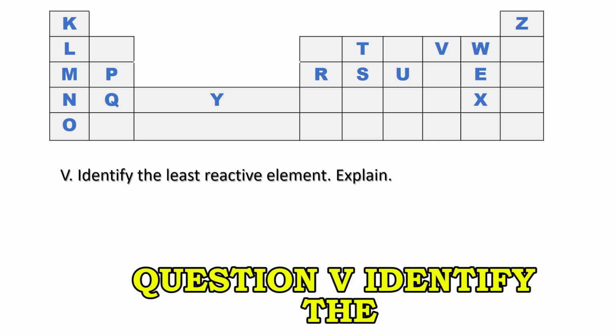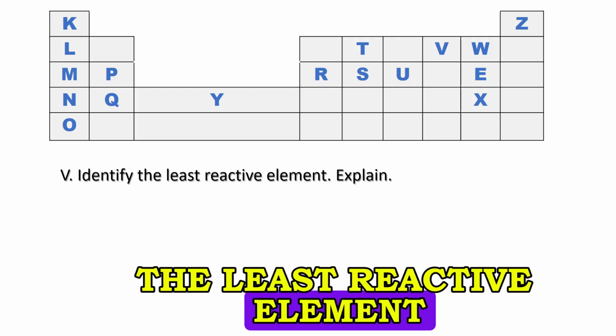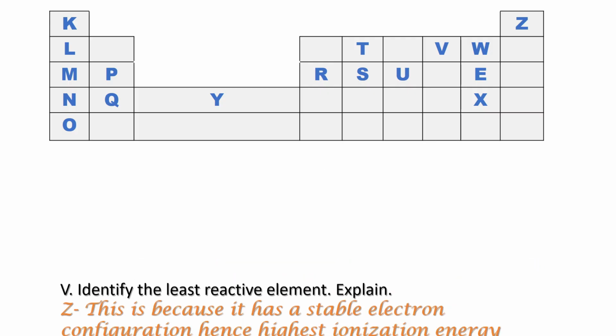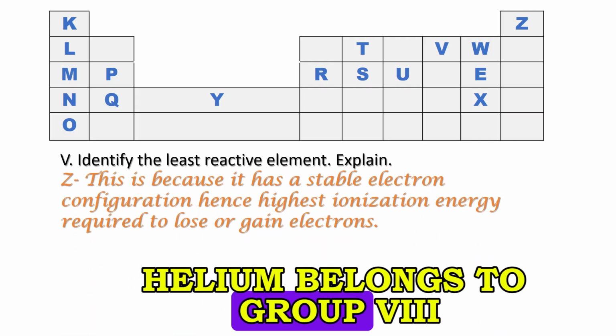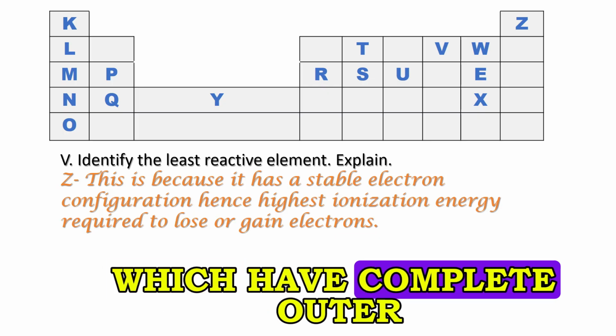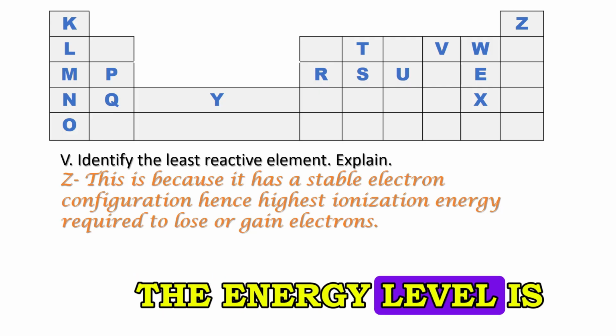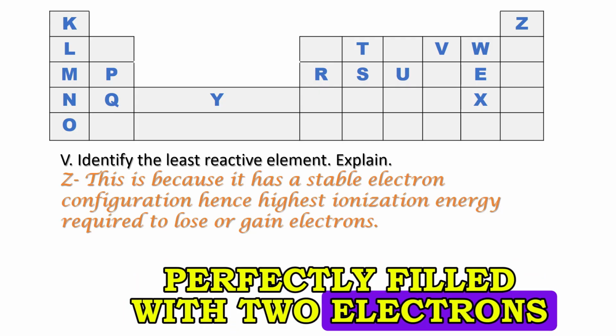Question V. Identify the least reactive element. The least reactive element is Z, helium. Here's why. Helium belongs to group 8, the noble gases, which have complete outer electron shells. In helium's case, the energy level is perfectly filled with 2 electrons.